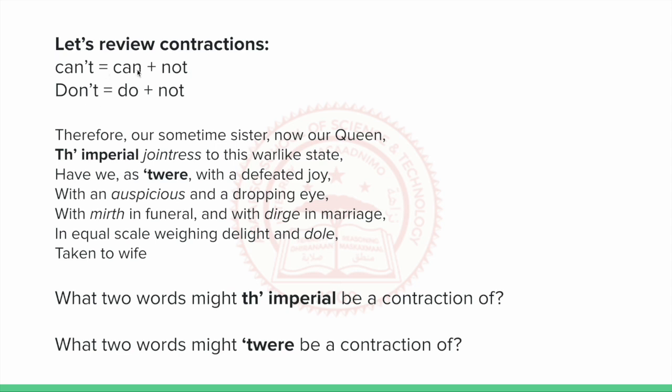Right? So just pause and think for a minute what you think are the two words that are being combined by contraction, right? In can't, we have can and not. In don't, we have do and not. What might be the two words in this contraction? And then for 'twere, what are the two words that might be combined for this contraction, right? So these are the two things I want you to think about, and again, jot down on a piece of paper or in your notebook what two words might the imperial be a contraction of, and what two words might 'twere be a contraction of.